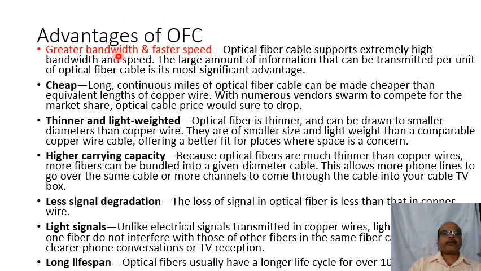Advantages of optical fiber communication. So what are the advantages? It has greater bandwidth and faster speed. Optical fibers are cheap. Long continuous miles of optical fiber cable may be cheaper than the equivalent length of copper wire. They are thinner and lightweight. They have higher carrying capacity, less signal degradation, and a long lifespan. Optical fiber cable also has higher security for data transmission. Also the speed is fast. There are n number of applications of optical fiber communication.